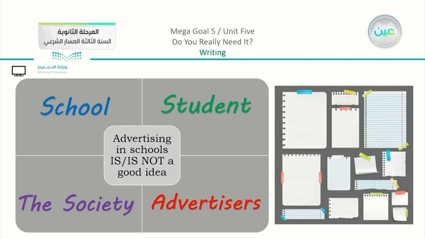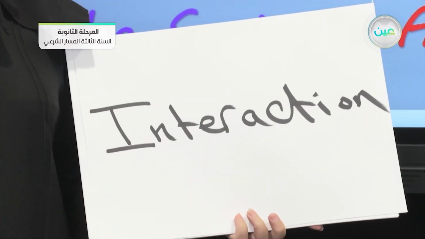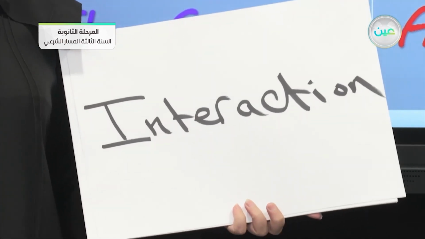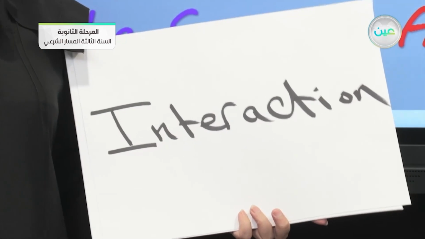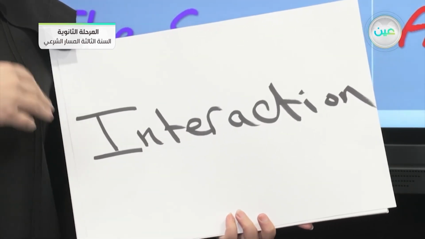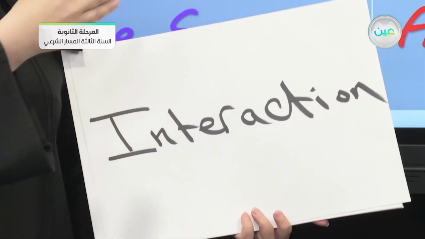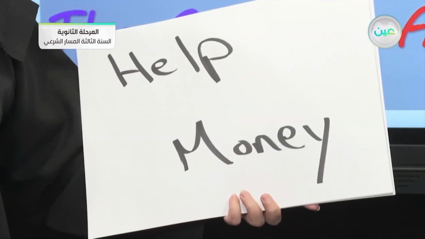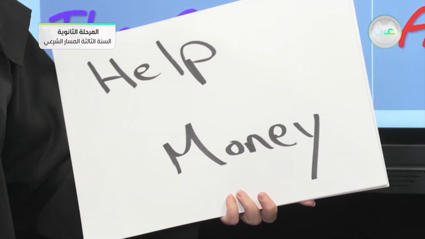Now we have here school. When I think about school and advertising, there are words that can come to mind. For example, when I think about school, I have a very important word here, which is the word interaction. There is always the process of interaction at school, between the students and each other, of course, and between the people outside school. We can see also there are kinds of interaction between the school and advertisers, or the society in general.